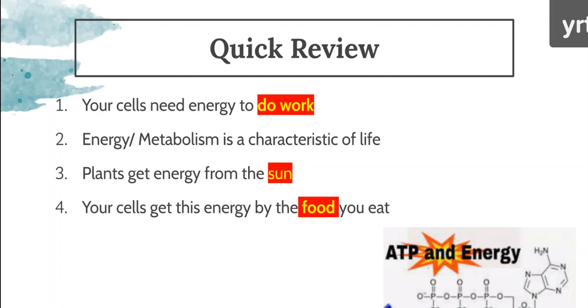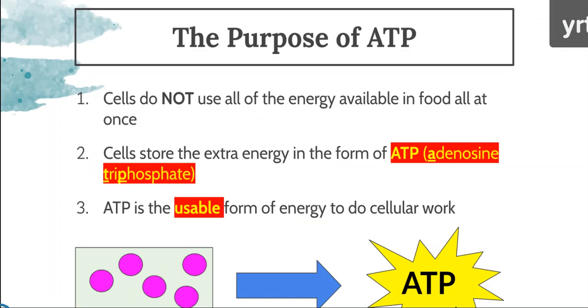So, your cells need energy to do work. Energy, or metabolism, is a characteristic of life, meaning all living things need to have the ability to obtain and use energy. Plants get energy from the sun, like we learned last class, through the process of photosynthesis. Your cells cannot do that. Your cells get energy from the food that you eat.